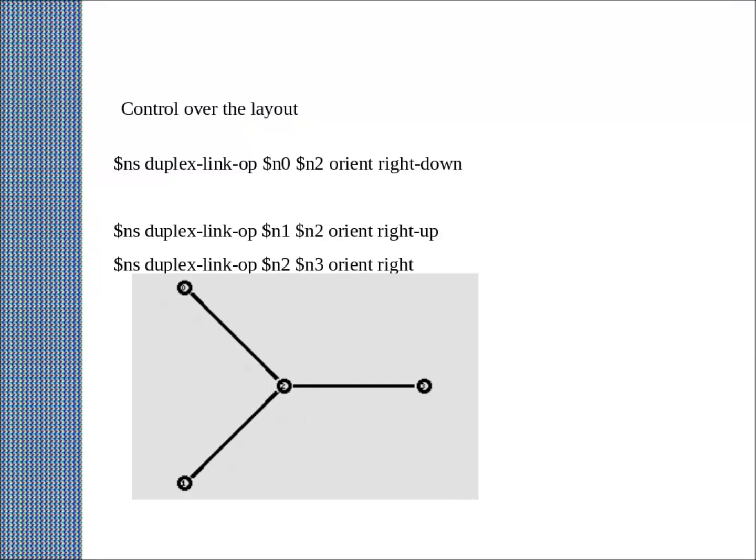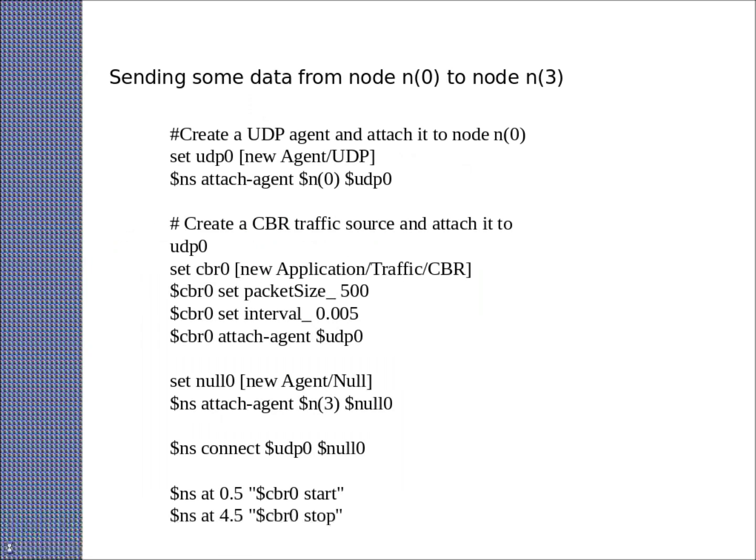So as you can see, we have to arrange the position of the 4 nodes which we created. This is done by setting the orientation. As you can see, we have set the orientation of N0 and N2 to right down. Similarly, we have done this for other nodes also. This is a sample program for sending data from node N0 to N3. As you can see, we are generating UDP traffic. We have set the packet size, interval, etc.